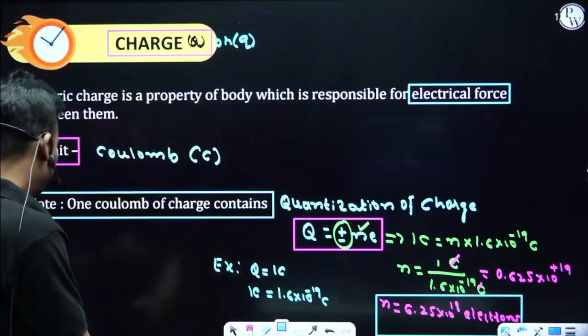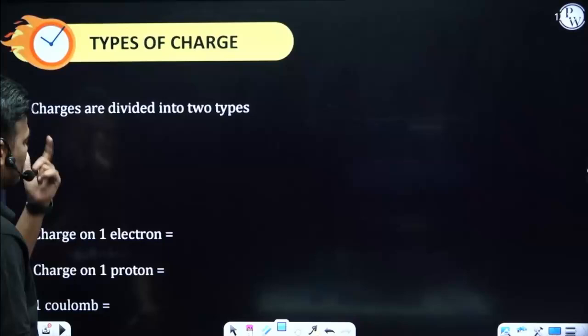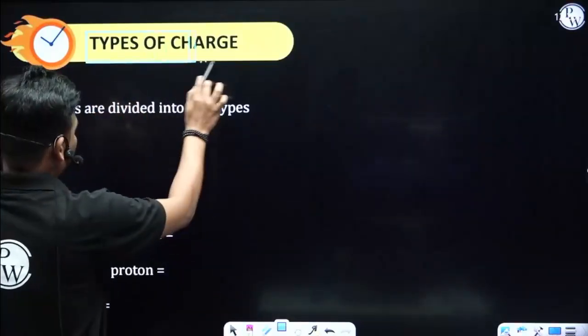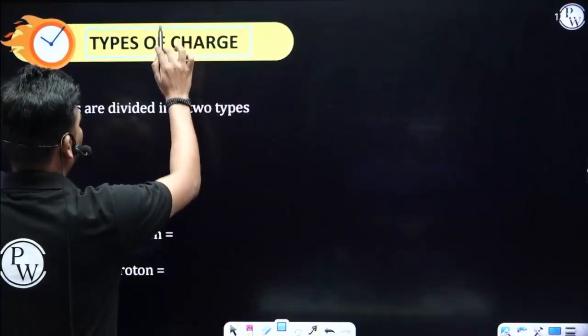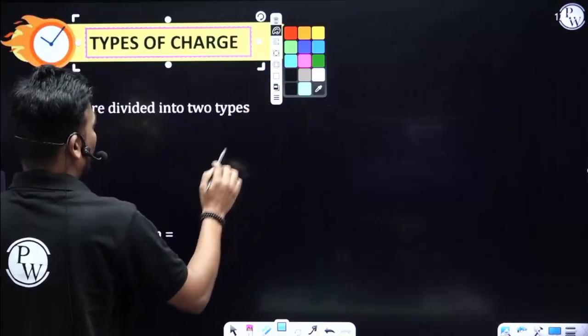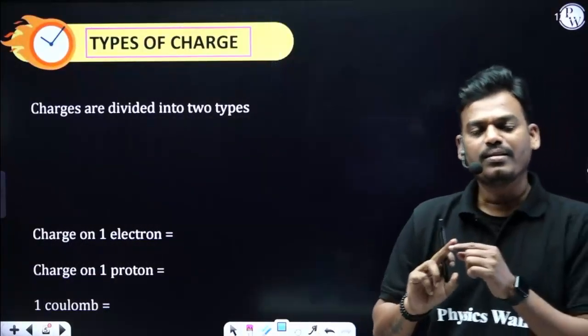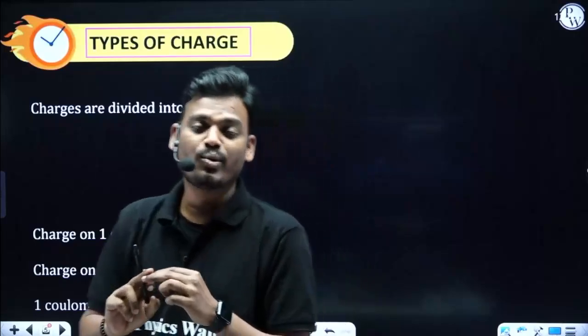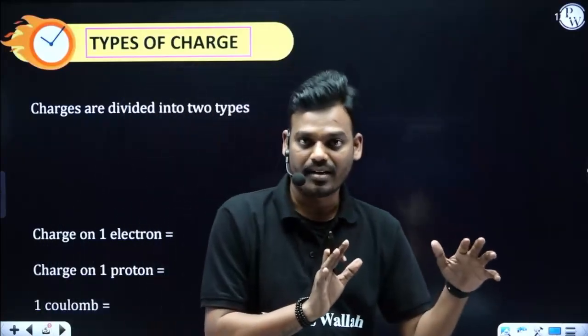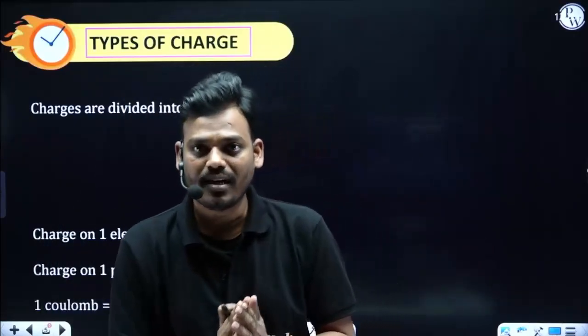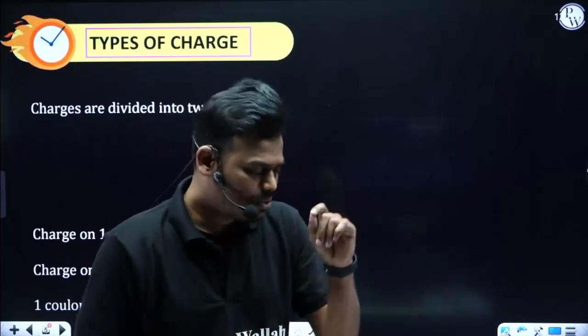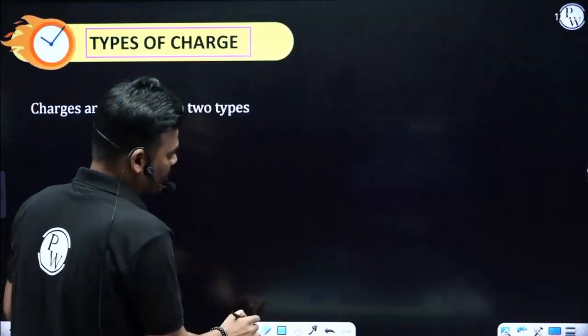Then let's see what is the next concept. That is the types of a charge. Already we got to know. If we consider the subatomic particles, there are 3 subatomic particles: proton, electron, and neutron. Neutron is the chargeless particle. Then how many types of charges are there? 2 types. So basically we have 2 types of charge.